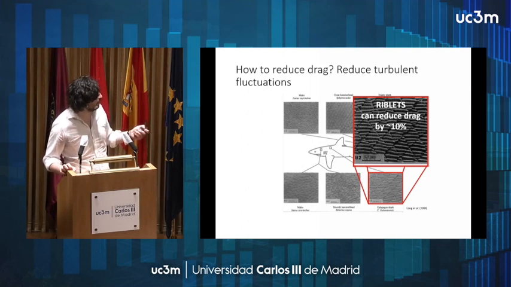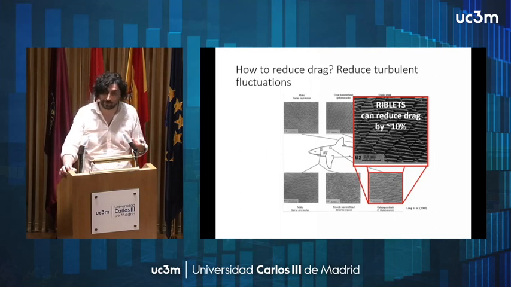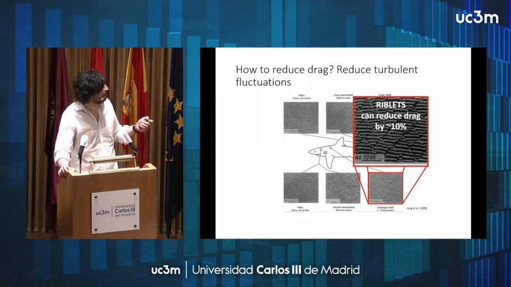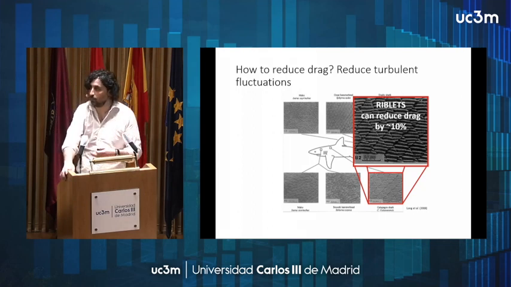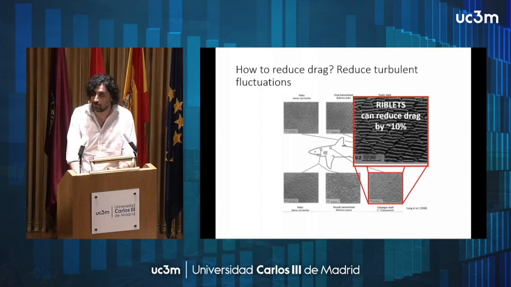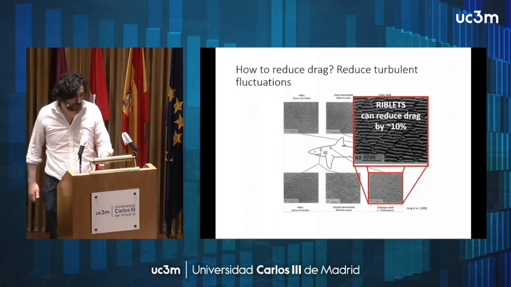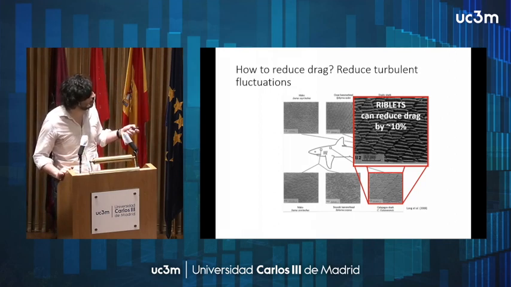So another strategy is to learn to manipulate turbulent fluctuations. And nature somehow has done that. A typical example is the shark skin. The shark skin is not smooth like we make the skin of an airplane. We try to make it as smooth as possible because so far that is the best we can do to have a low skin friction. But nature has learned to design, for example, the skin of a shark with some kind of pattern.